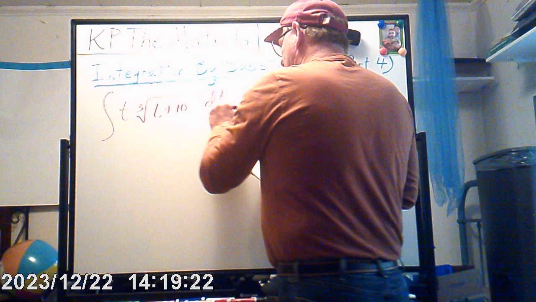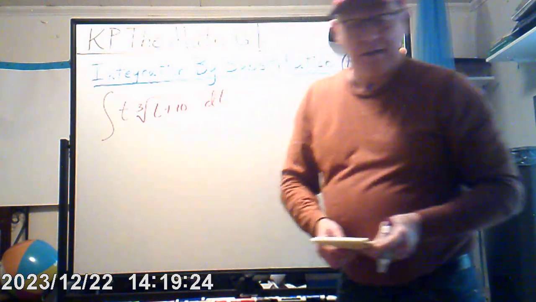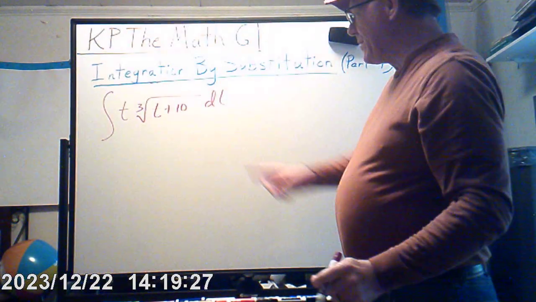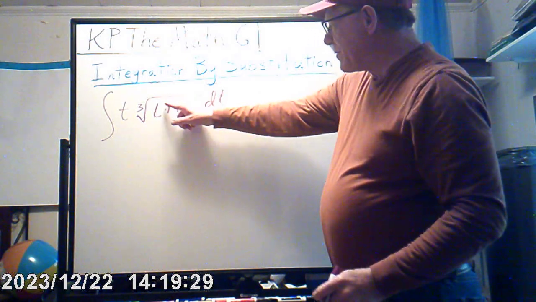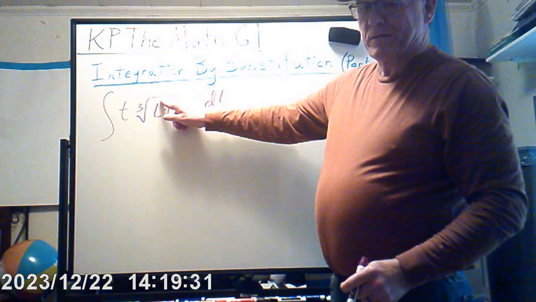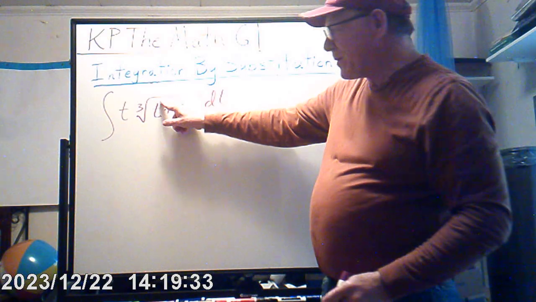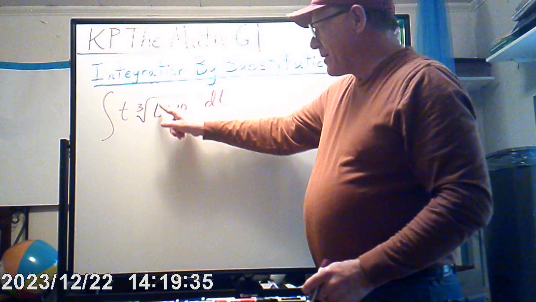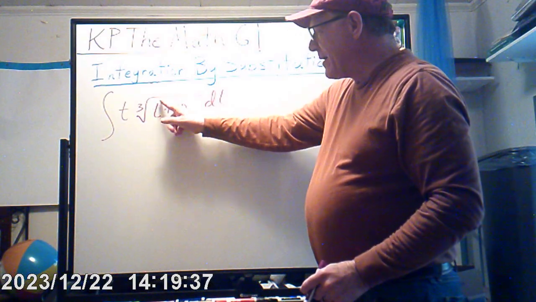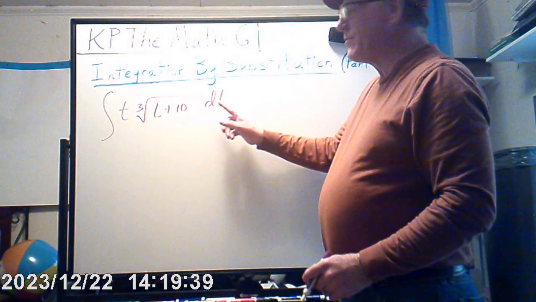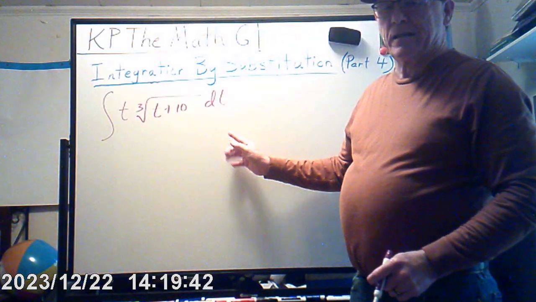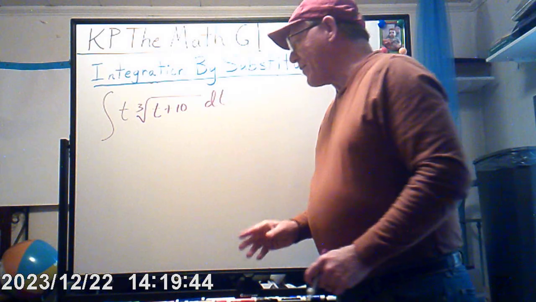It is done by substitution. But usually with something inside the radical, this would be a square right here. That would be so much easier if this were a square, because then if you take the derivative of that, it leaves you with something in the form of t dt. We don't have that.